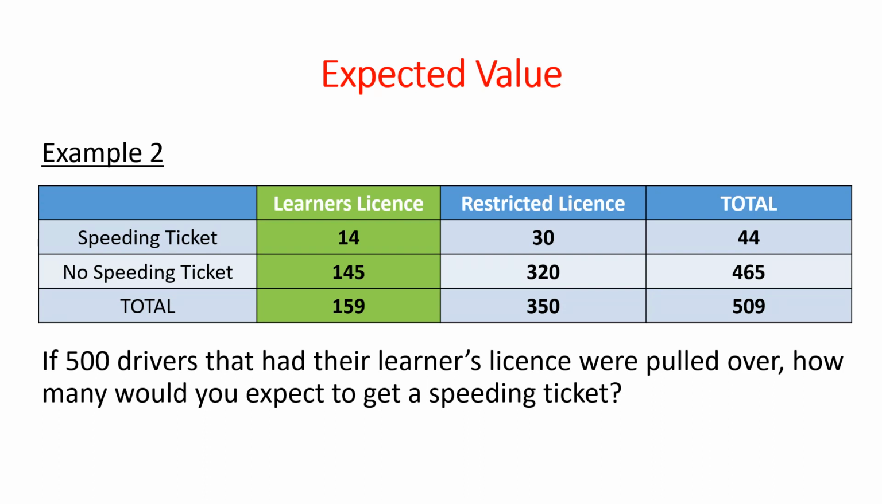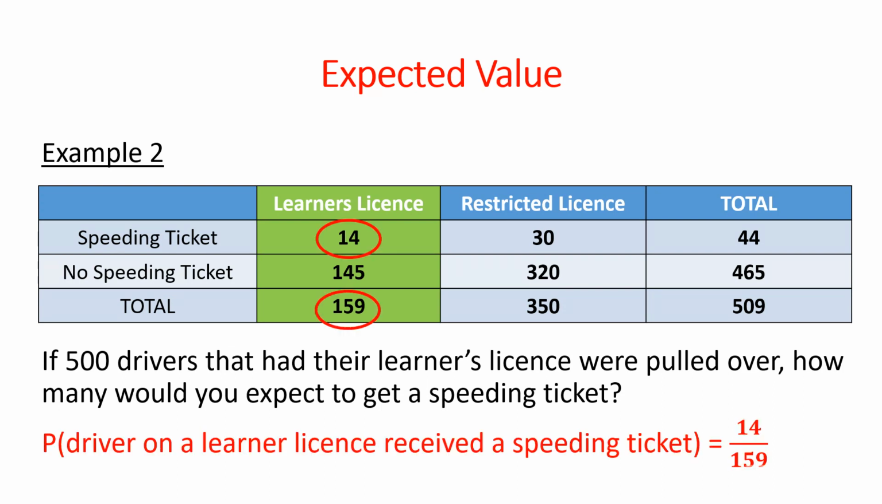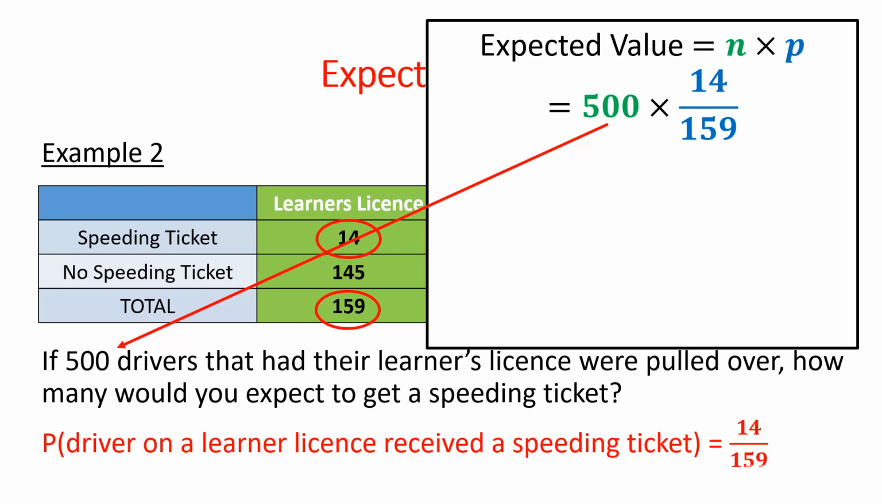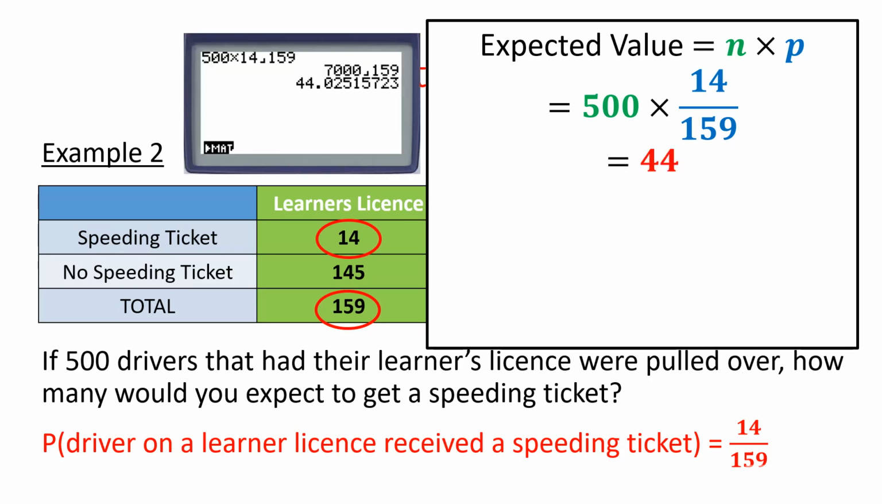So here's our learner's license column. We're only focused on those. So it's conditional probability. And the probability of a learner license getting a speeding ticket is 14 chances out of 159. So let's move on to our expected value, which is N times P, which is going to be 500 times 14 over 159. We have 500 drivers, that's the number of trials, or number of people we're surveying, and the probability is 14 chances out of 159 that they get a speeding ticket. So let's multiply those together.